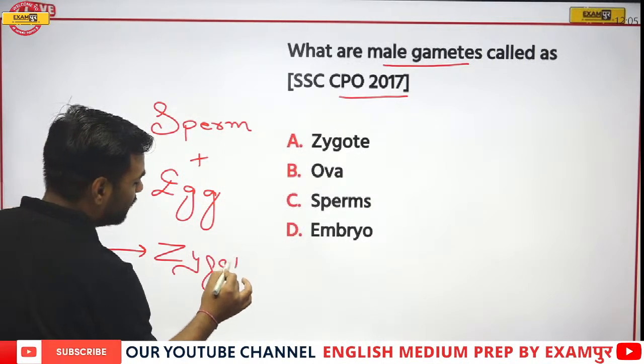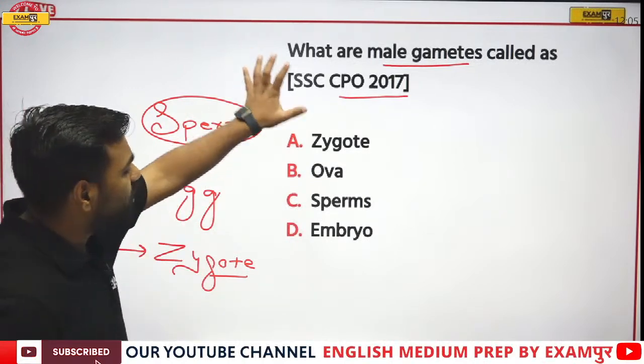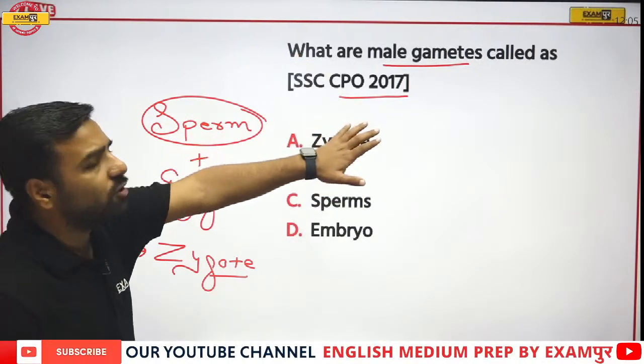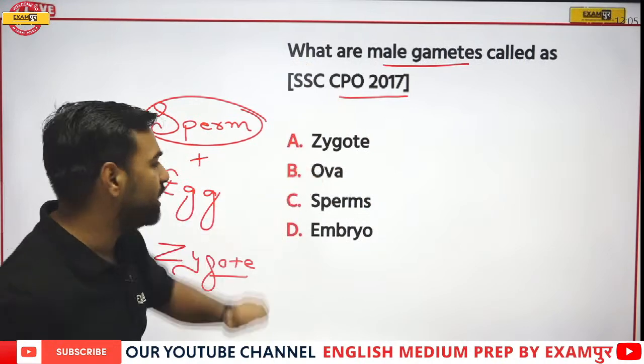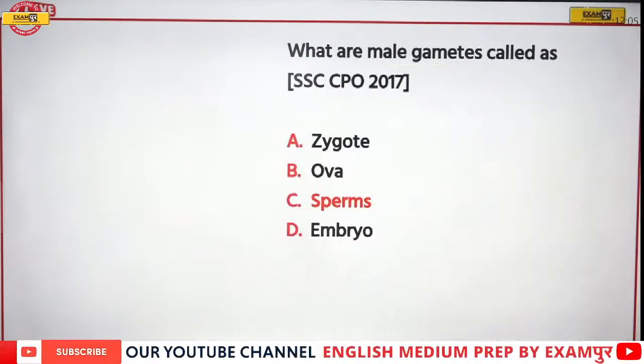So if I talk about the male gamete, that is actually your sperm cell. In this option, just have a look. What are male gametes called? It's very obvious, Asif, you are totally correct. Those are actually the sperms. So option number C would be correct.